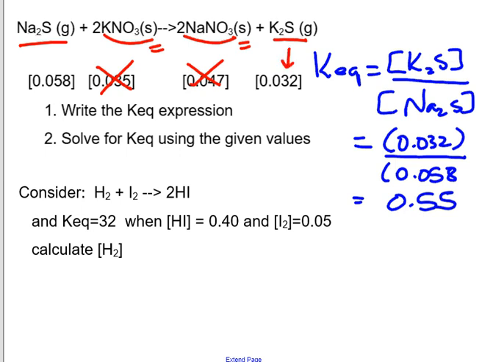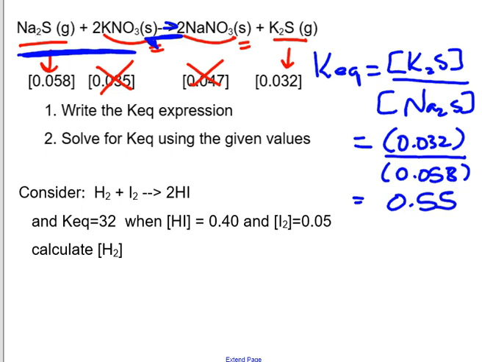Substituting then, the concentration of K2S is 0.032 and for Na2S it's 0.058. Doing the math, we get a value of 0.55. Because this value is less than 1, we can say that the reactants are favored in this equilibrium. And so if I had proper equilibrium arrows, I could draw this here with the larger arrow pointing in this direction. Try now to figure out the values asked for in the second equilibrium.